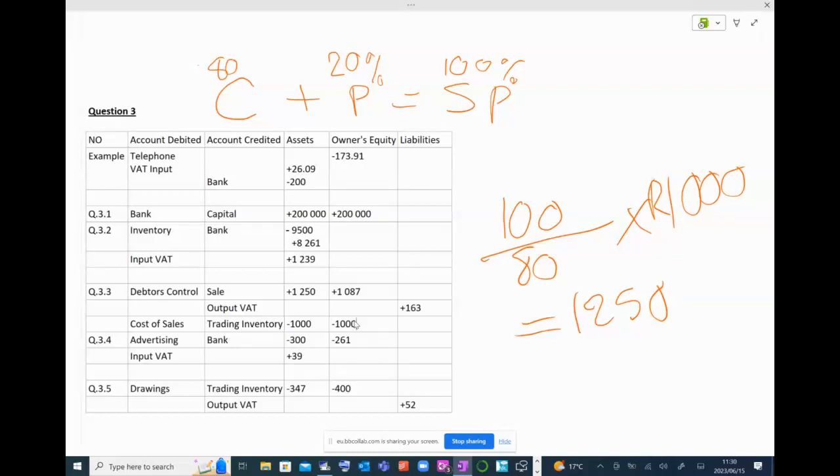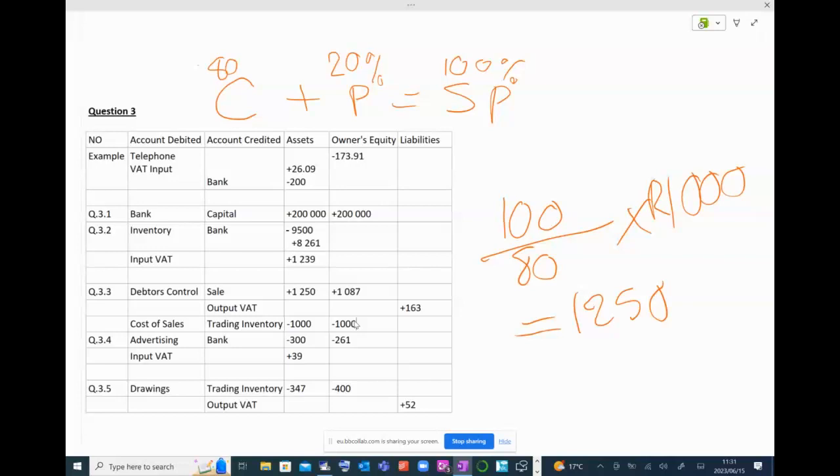What's the next transaction? Paid 300 cash for an advert for the local newspaper. Okay, this is straightforward. Cash, so bank is affected. Wherever we see cash, cheque, EFT, we know bank is affected. Bank is decreasing, so we're crediting. Advertising is an expense, so we're debiting. And then obviously there's input VAT that you can claim on advertising. It is standard rated.